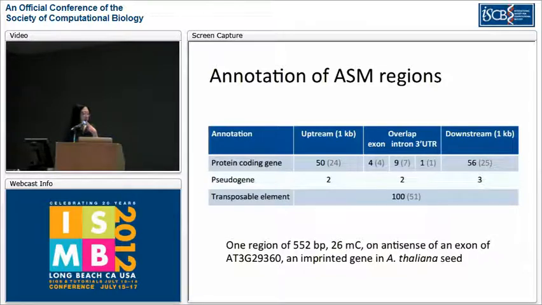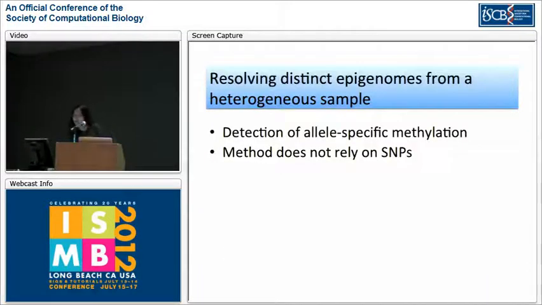We did find one of our predicted regions overlapping with one of the few imprinted genes. This gene was reported imprinted in the Arabidopsis seed. We don't really know whether it's imprinted in the root or not. And of course, we don't know if there are any functional consequences here. So basically, that's what I have.